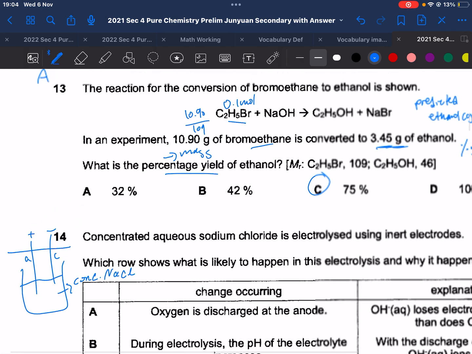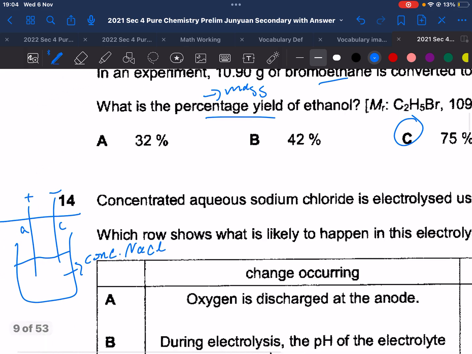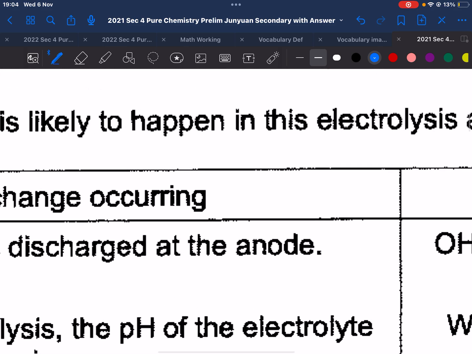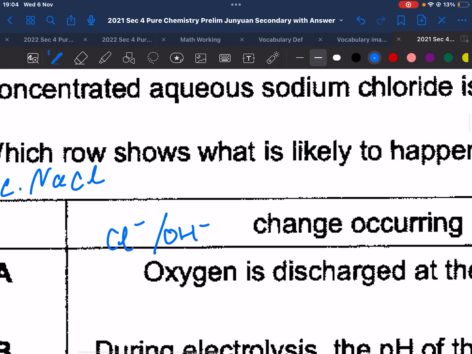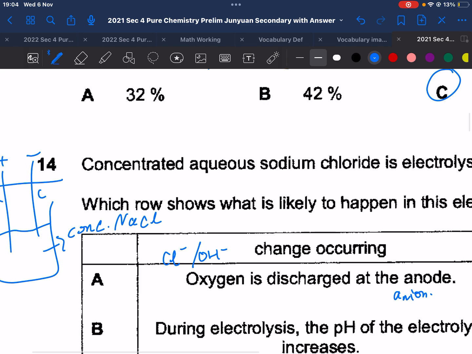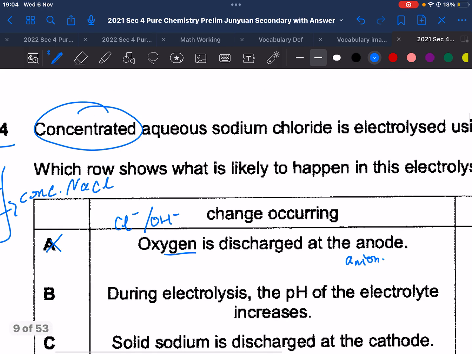Okay, so the anode: oxygen is discharged at the anode. Is it true? No, it's not, because at the anode is usually the anion. The anions present are OH minus and Cl minus, but Cl minus will be preferentially discharged because of the concentration effect, because it's concentrated. So Cl should be the one discharged, so this is wrong. Cl gas will be produced.